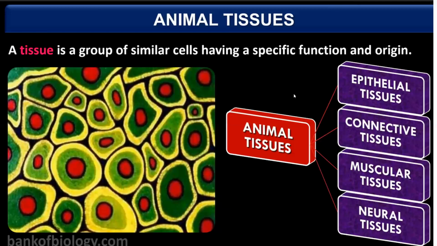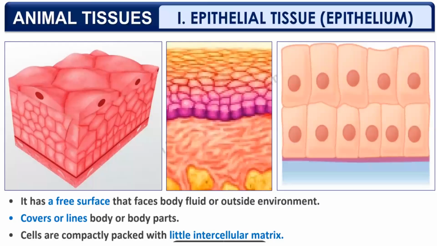Just write plain. Now see, the first one is epithelial tissue. It has a free surface that faces body fluid or outside environment.